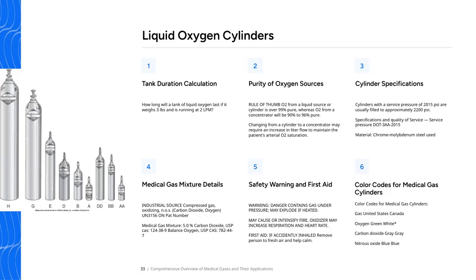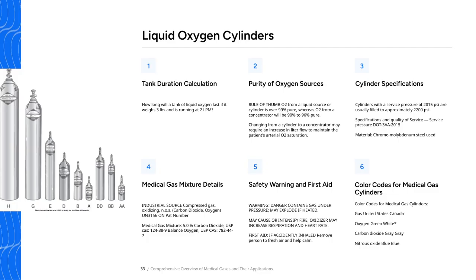Let's take a moment to review the key points about liquid oxygen cylinders. First, when handling medical gases, it's important to remember the color codes used to identify each gas. In the United States, oxygen cylinders are green, while in Canada they are white. In both countries, carbon dioxide cylinders are gray and nitrous oxide cylinders are blue.